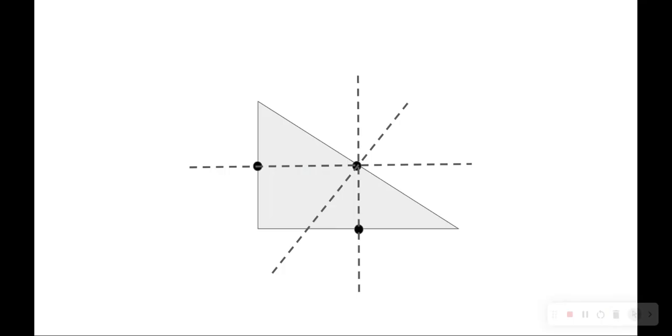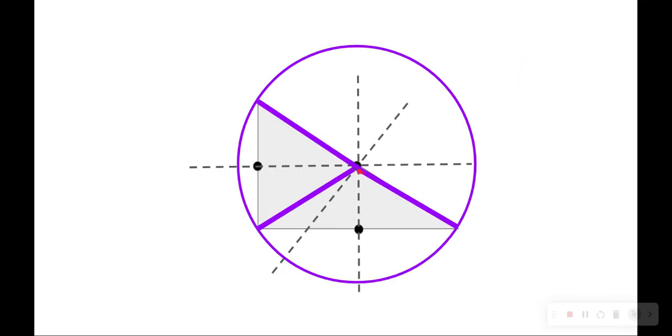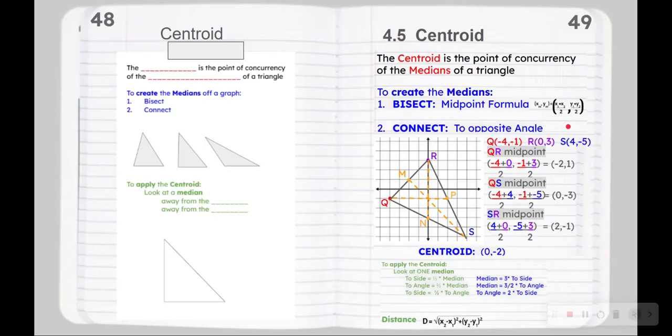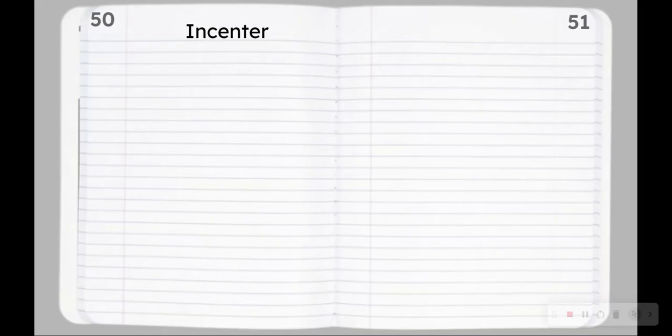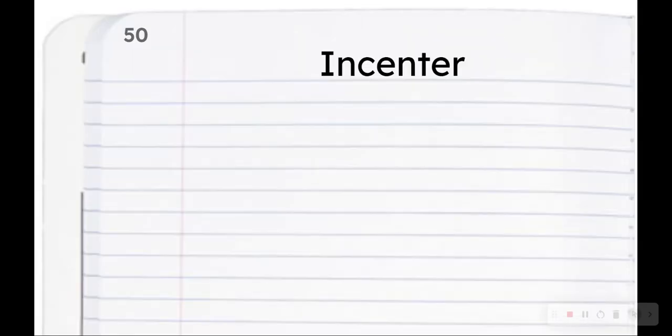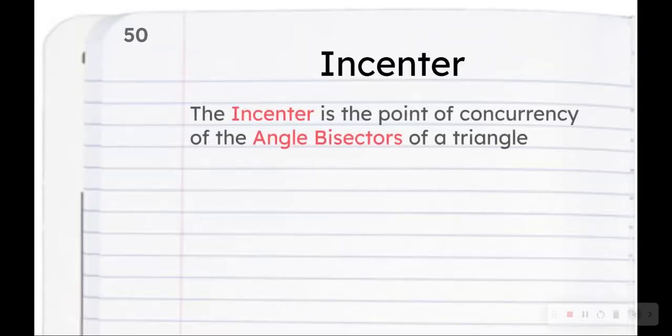And that is the circumcenter. It's the center of a circle, so it is equidistant to the angles, because all the angles of this triangle are on the edge of this circle. That's the circumcenter, the center of the circle. Then we talked about the centroid, which is the center of gravity, and now we're going to talk about the incenter. It's going to be solved the same way whether or not it's on the graph for my class.